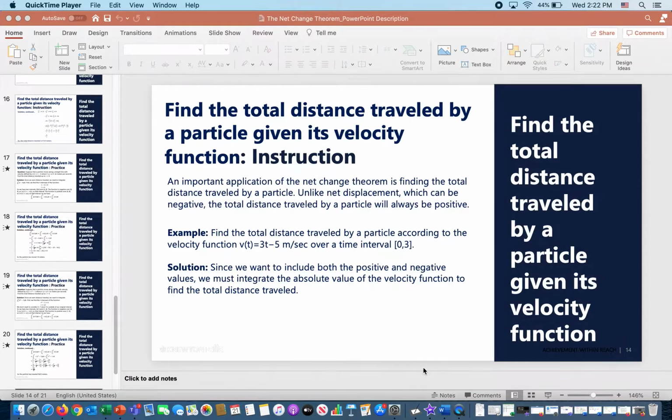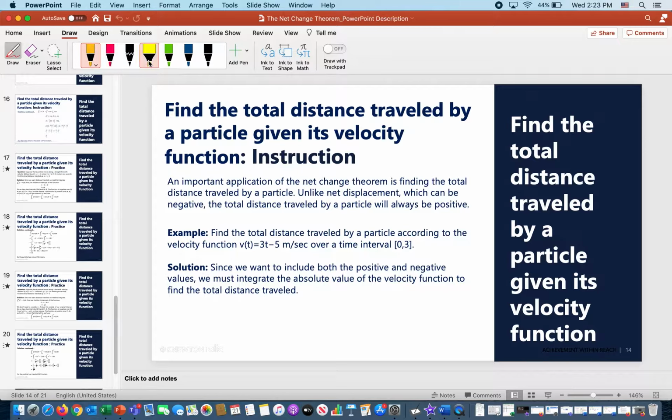So let's talk about total distance traveled. All right. And total distance traveled is going to be one of those applications of the net change theorem that we want to take a look at a little more closely. What you need to realize is that when we do the net change, any values that fall under the x-axis are considered negative, and then any values above the x-axis are considered positive.